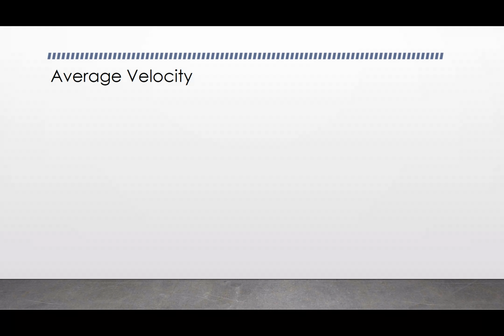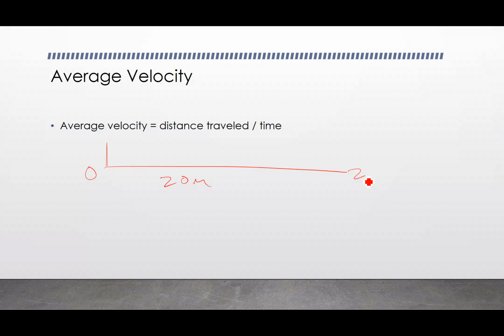Alright, now we can talk about average velocity. Average velocity is the distance traveled divided by the time. So let's say I start off from 0 again, and I go a total of 20 meters in a time of 4 seconds. So my average velocity, and the average velocity has a solid line over top of it. Anytime you see the solid line over top of a variable, that is denoting that they are looking for the average value of that variable.